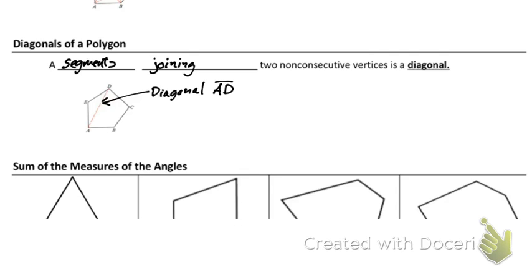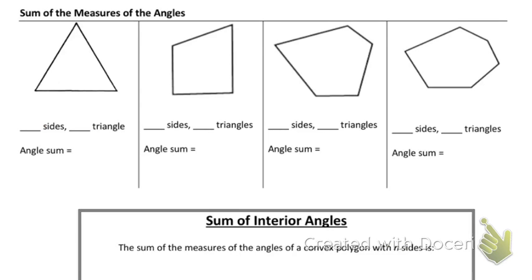All right, the last thing we're going to do is talk about the sum of measures of any polygon. What's the sum of angles of a triangle? 180. Yep, there you go. So the sum of angles are 180 degrees. Note that we have three sides, and in this picture there's one triangle. Seems pretty ridiculous to say there's one triangle because it is a triangle, but we're going to build to something.